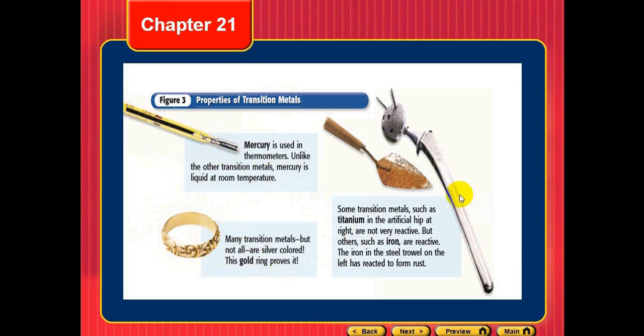Also, they have different reactivity. Like here, this is made of titanium, this is made of iron. Titanium is not reactive such as iron. Iron is very reactive, and that's why it reacts with oxygen and rusts easily.